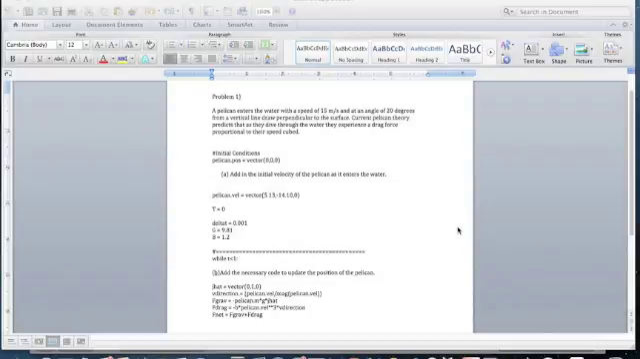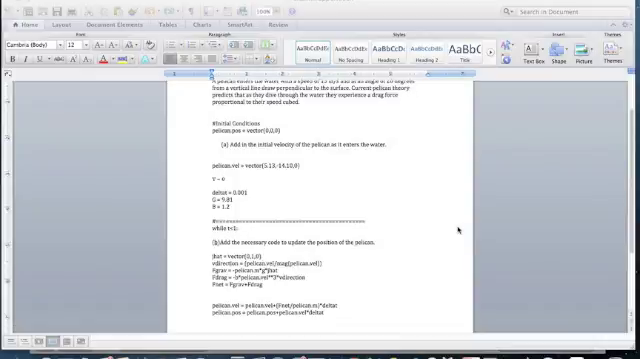are then asked to add in the initial velocity of the pelican as it enters the water. We can do this by finding the x component of its velocity, doing 15 times the cosine of 20, and then we can find the vertical part of its velocity by doing 15 times the sine of 20. And then it is not moving in the z direction, so this is set to 0. We are then given our constants t, delta t, g, and b that we can use later on in the code.